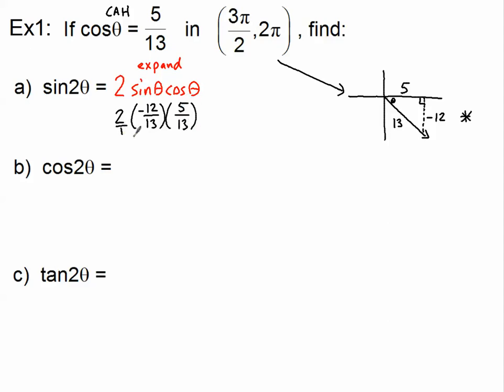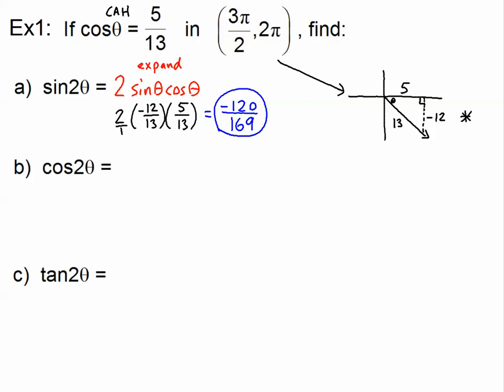Maybe I'll put this 2 over 1 just so I realize that the 2 is in the numerator only. 2 times negative 12 times positive 5 is negative 120. And 1 times 13 is 169. And I believe that does not reduce, so I must have my answer. I expanded using the identity, replaced the parts with the fractions that I know, and multiplied it all together.